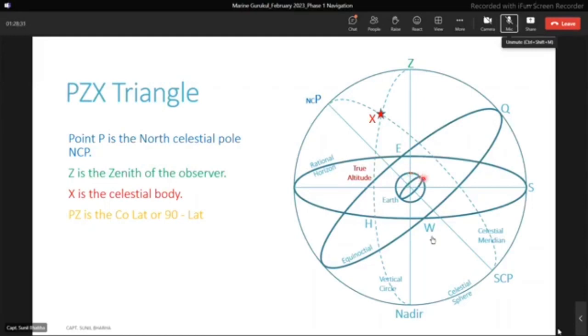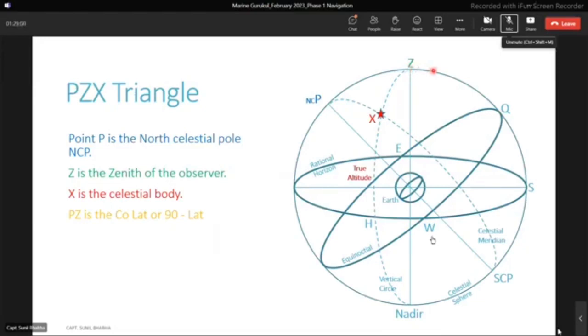Now the equator is projected onto the celestial sphere as the equinoctial. You see this Q point is represented here. The Q point represents the position of the equator on the celestial sphere, and the observer's position is projected onto the celestial sphere at the zenith. So at this Z point is where the observer's position is projected.